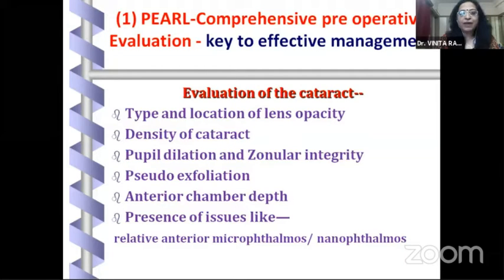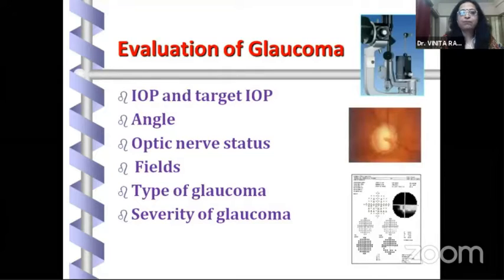The key to effective management is a proper preoperative comprehensive evaluation. Once we evaluate a cataract, what we are more accustomed to is the type and location of cataract and the density of cataract, but we are more worried about the pupillary dilatation, the integrity of zonules, the presence of pseudo-exfoliation and anterior chamber depth, which are commonly associated when you are tackling combined glaucoma and cataract patients, and maybe sometimes micro-ophthalmos or nano-ophthalmos.